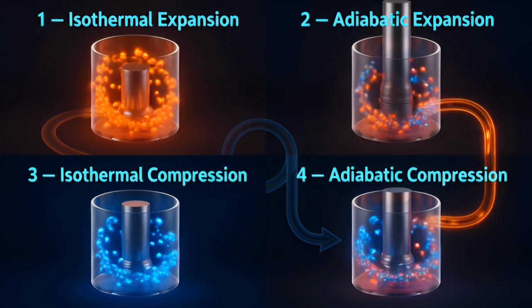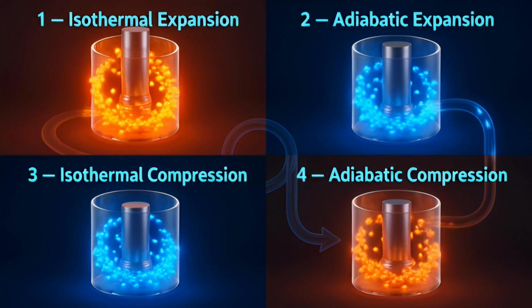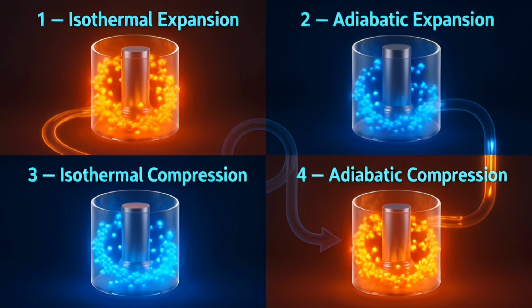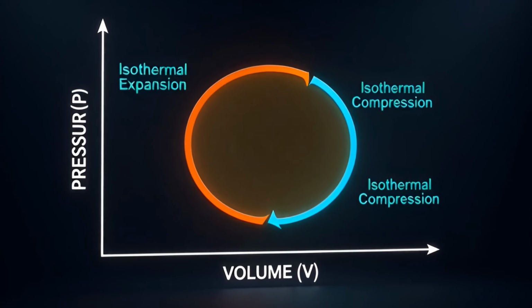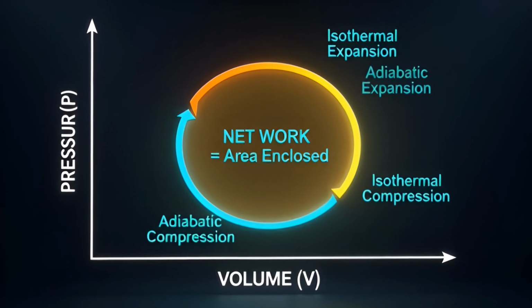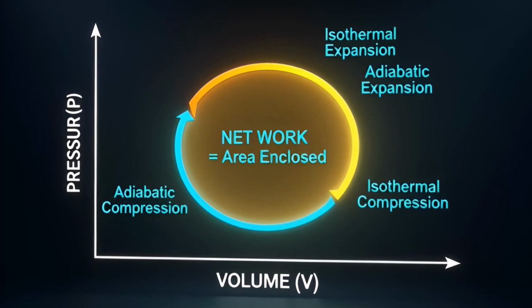2 expansions that do work, 1 absorbing heat, 1 adiabatic. 2 compressions that cost work, 1 releasing heat, 1 adiabatic. On a pressure-volume diagram, the Carnot cycle forms a closed loop. The area enclosed inside that loop is equal to the net work output per cycle.